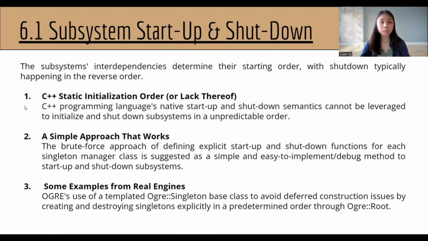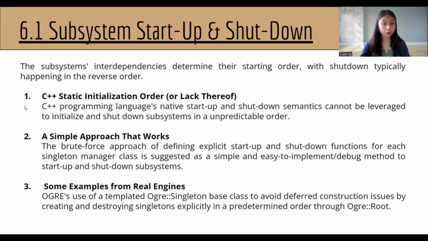In this chapter, we discuss the low-level support systems needed for the game engine, including subsystem startup and shutdown. The C++ programming language's native startup and shutdown semantics cannot be leveraged to initialize and shut down systems, because they happen in an unpredictable order. To handle this, a static variable declared within a function will not be constructed before the main function is called, but rather on the first invocation of that function. This helps to control the order of construction for global singletons.